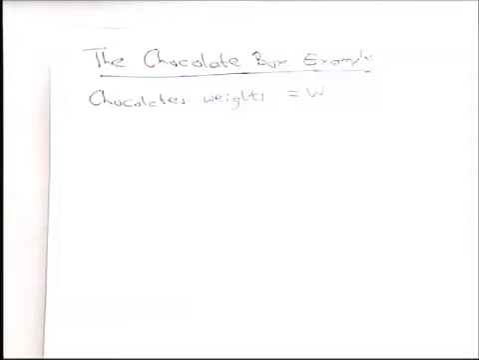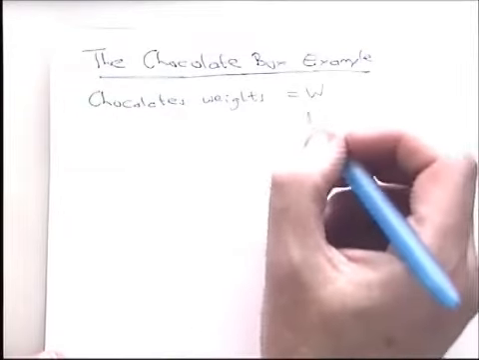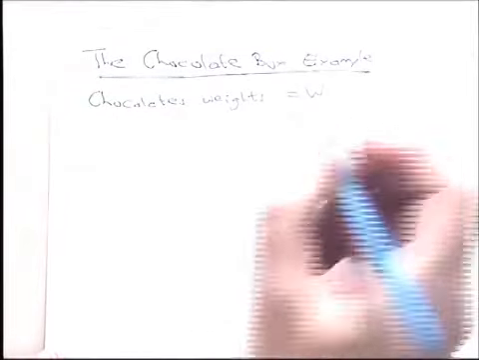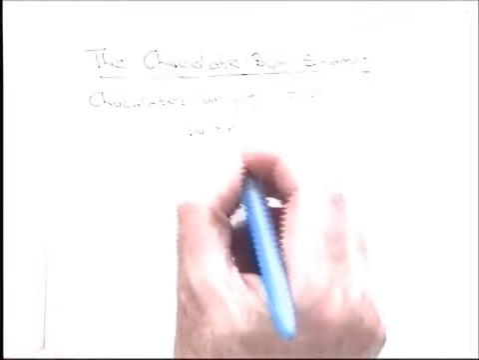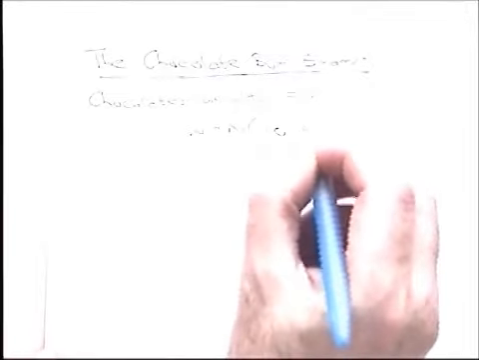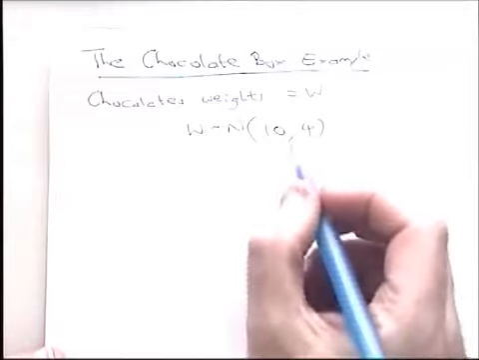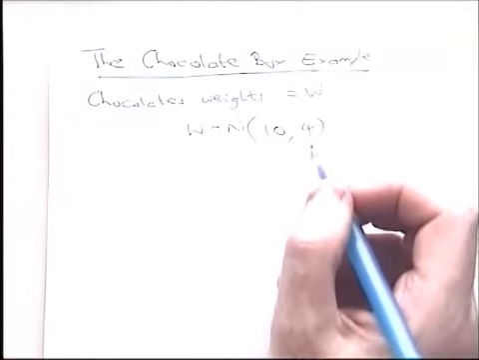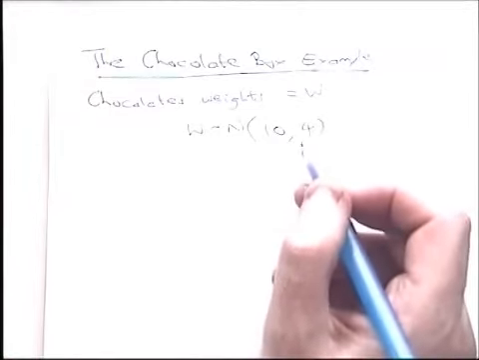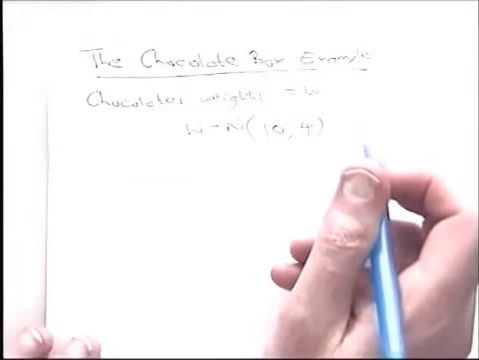So this example has pretty much all the scenarios you need, and if you can follow this through and work out why we're doing what for each scenario, you should be okay. It's to do with chocolates, and chocolates is to do with their weights. Their weights are W, and W, we are told, the great god of statistics has told us this, is normally distributed with a mean of 10 grams and a variance of 4 grams squared. Sorry, I said a standard deviation of 4, but I meant to say a variance of 4.